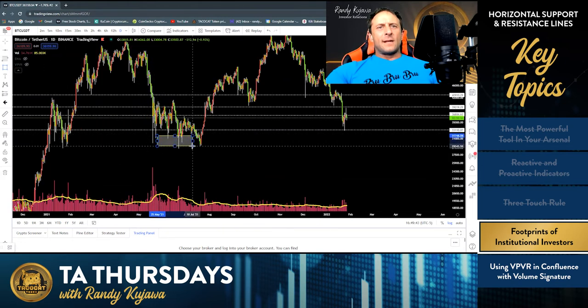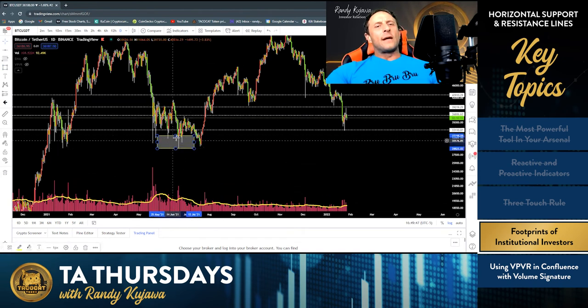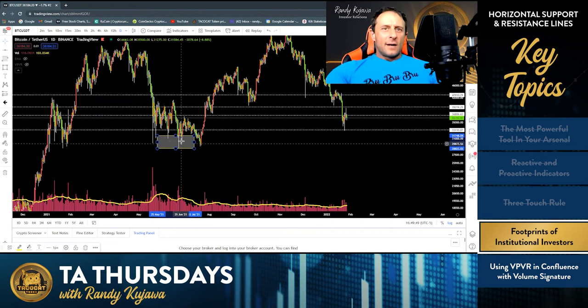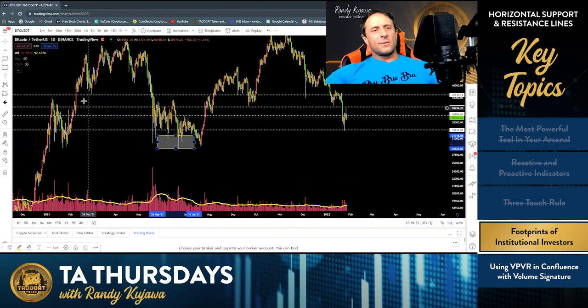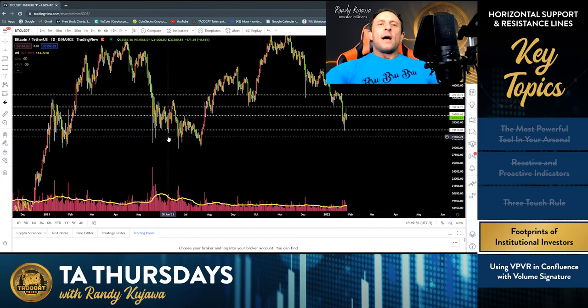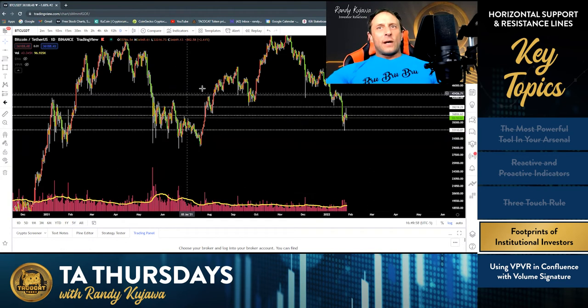Maybe you could have something like this. You could say, here's a big wicked area. This is where we call order blocks. We can get order blocks into another section, but yeah, guys, so on your wicks, on your counter bodies.